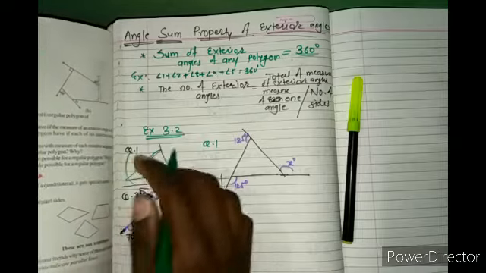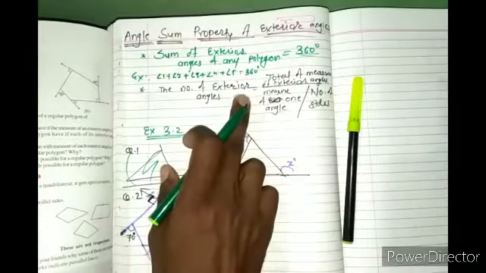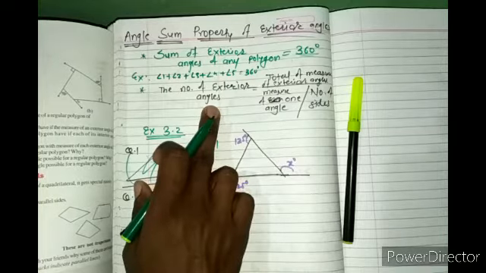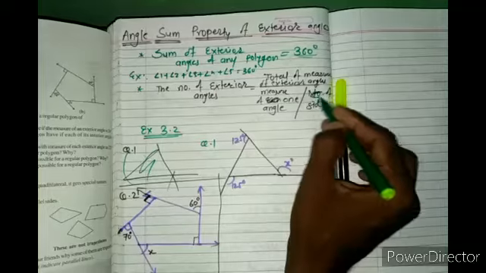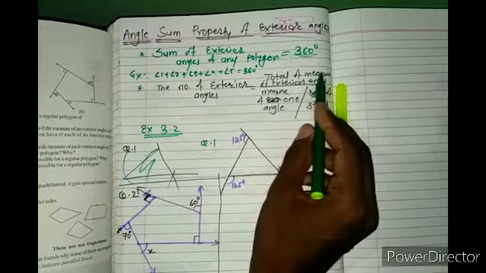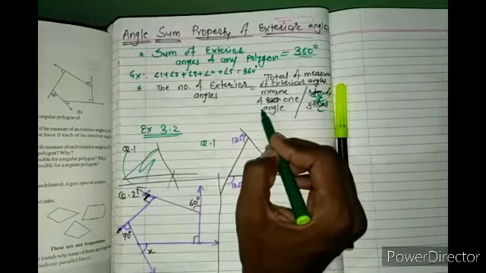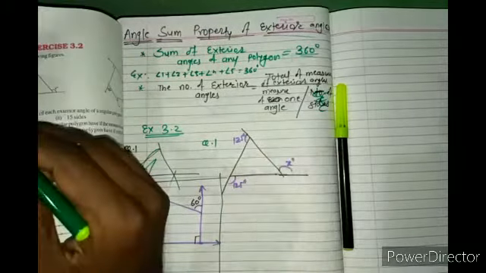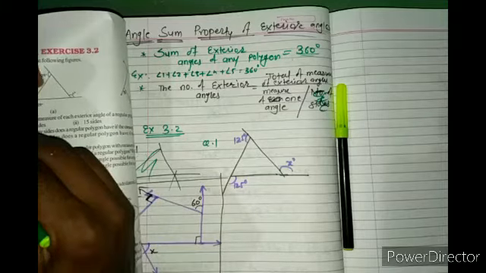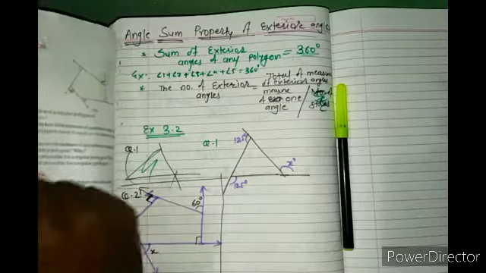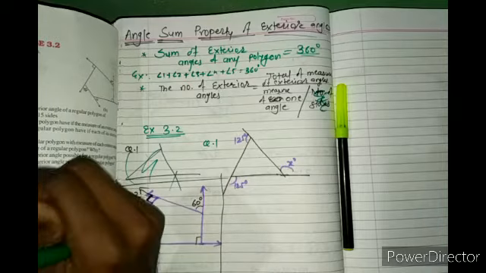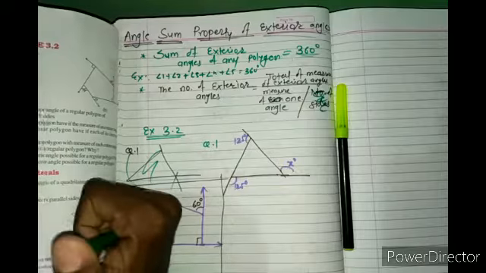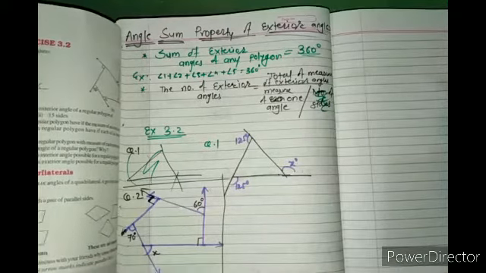Now the next thing is the number of exterior angles. How can we find the number of exterior angles? The total measure of the exterior angles upon the measure of one angle, right? That gives the total number of exterior angles. The sum of all the exterior angles is 360, and the measure of one angle is given.